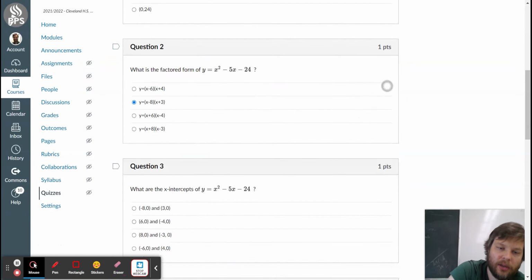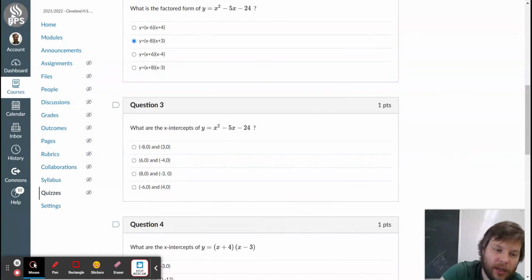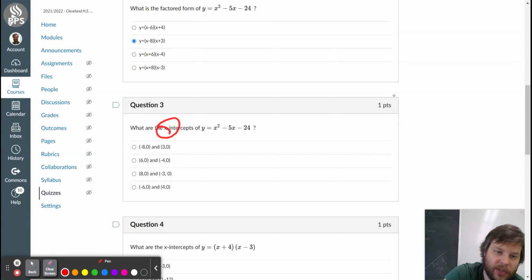Okay, moving along. What are the x-intercepts? Well, if you think of x-intercepts, just like earlier, that should make you think that the y value is 0. And so if you go back up to your previous answer on factored form, you want to make the y value 0, and there's two ways to do that.